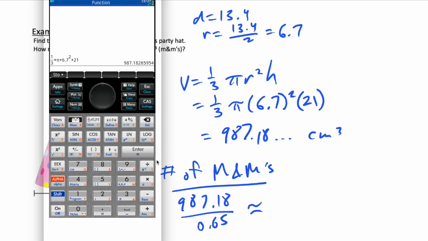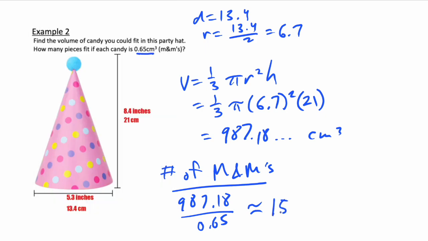So let's take the exact number on a calculator, just press the divide button. See, that didn't work for some reason. Try that again, divide by 0.65, and it'll give you about, to three significant figures, 1520. So it's around 1520 M&Ms, I guess. Let's just leave it at that.